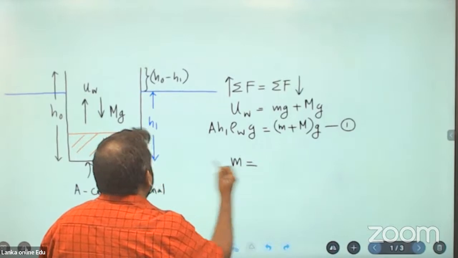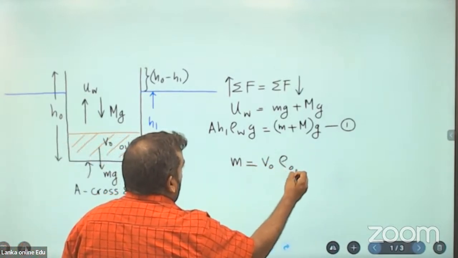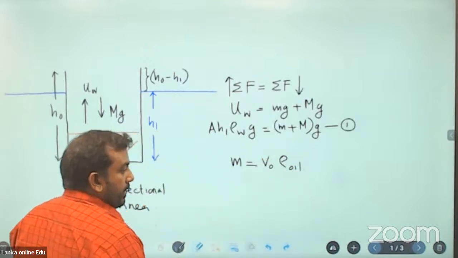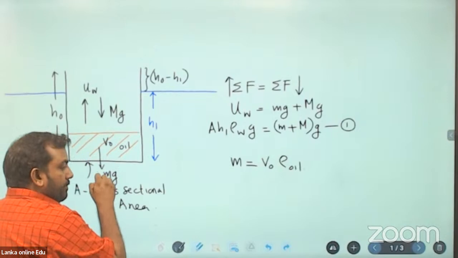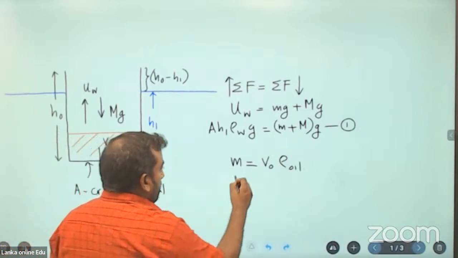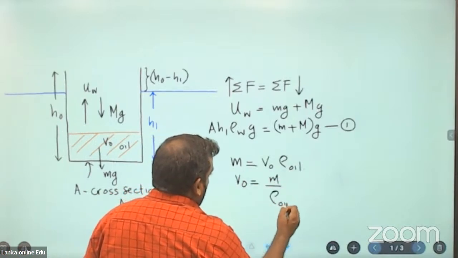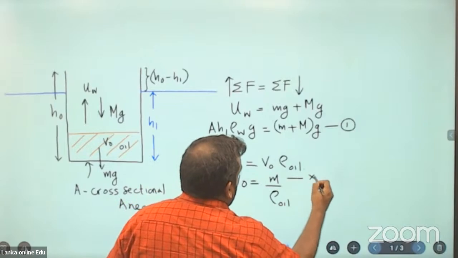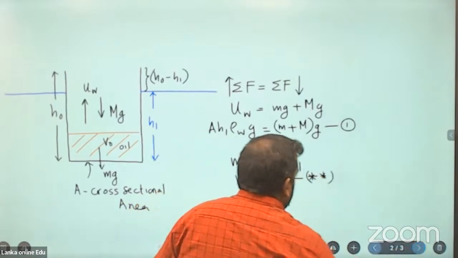Mass of oil is volume of oil times density of oil. The mass of oil is the same, so volume of oil times density of oil is mass of oil. So V naught is equal to simple M divided by density of oil. Double star. Let me go back here.